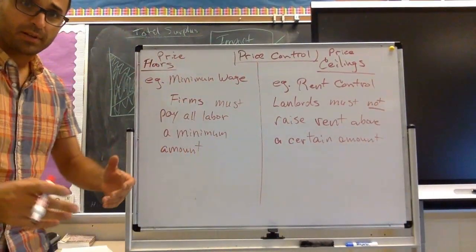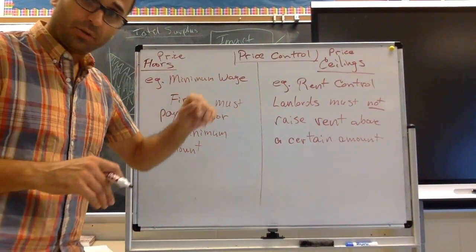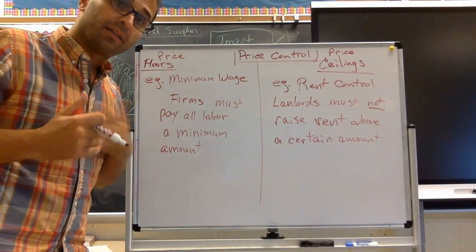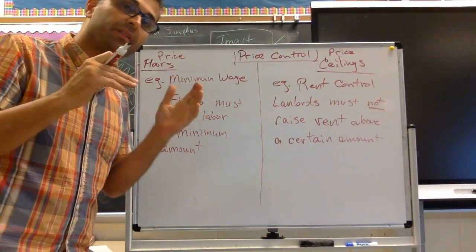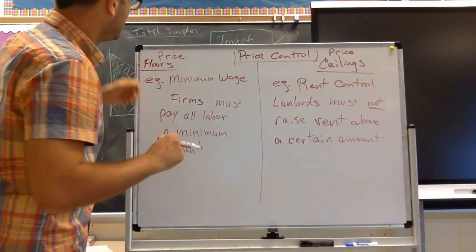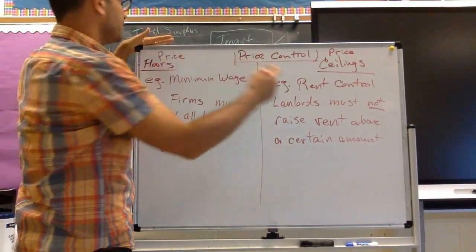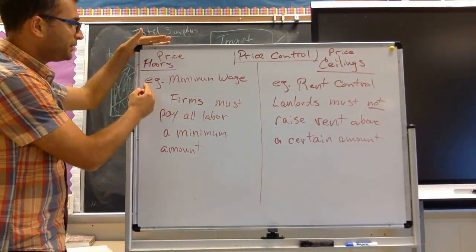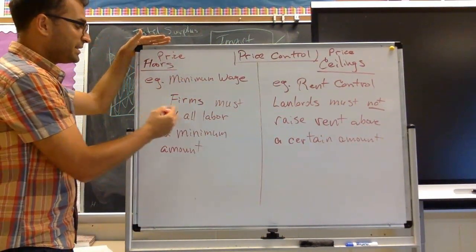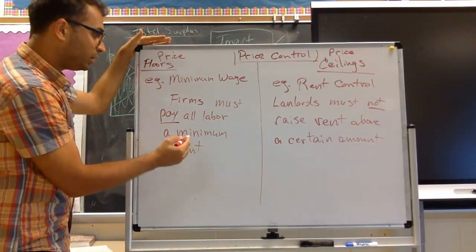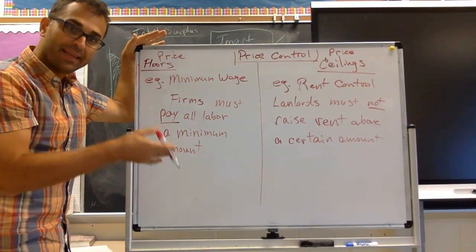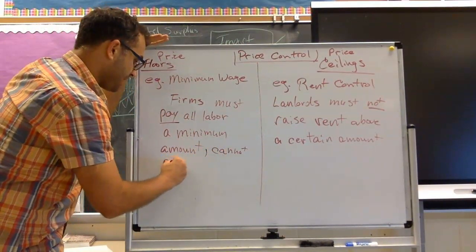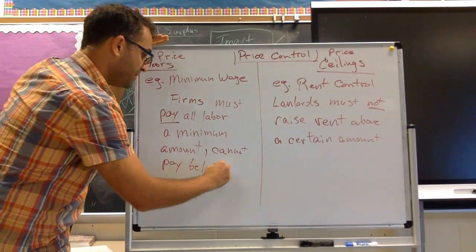Okay, the last part of this has to do with something called price controls. You should take notes on this. A government price control, a lot of economics textbooks say, interferes with the free market. I'll get to what that means in a second. A price control is either a price floor or a price ceiling. Pretty simple. An example of a price floor is minimum wage, which means firms must pay all labor a minimum amount. They cannot go below it. It's a law, right? They cannot pay below the minimum.